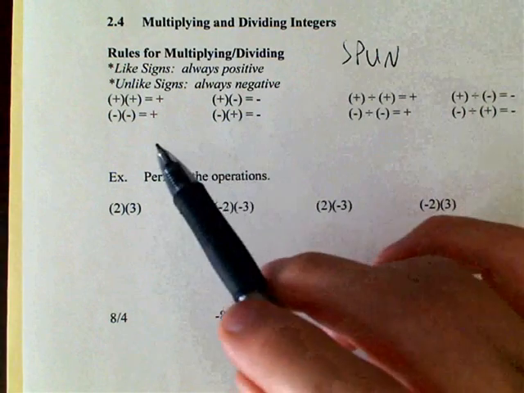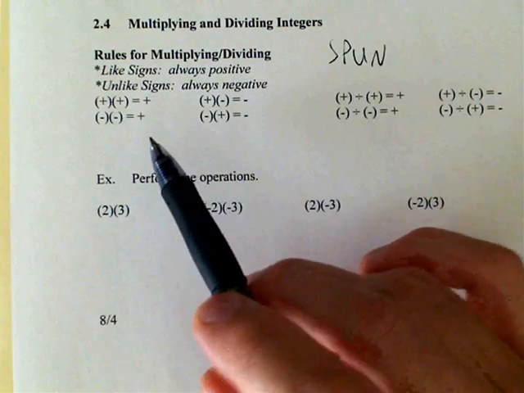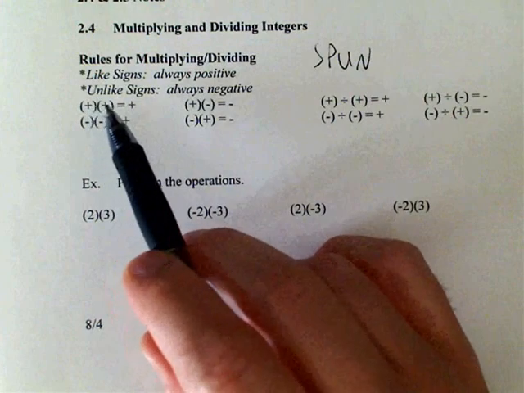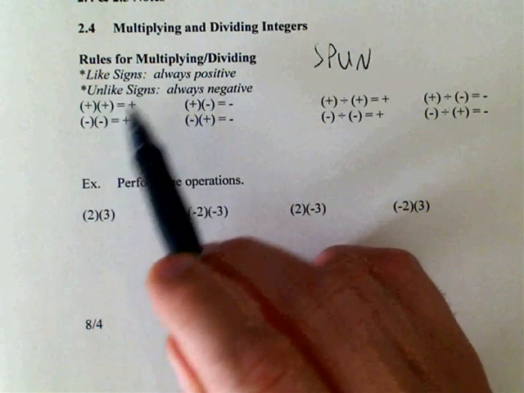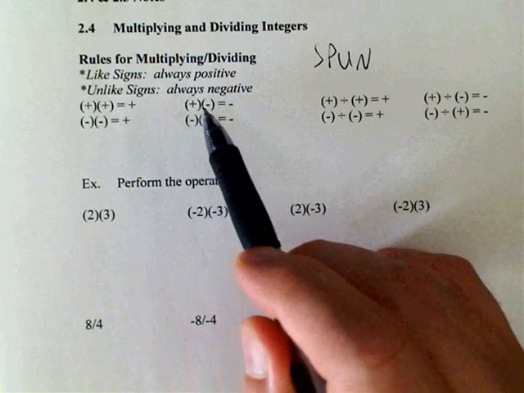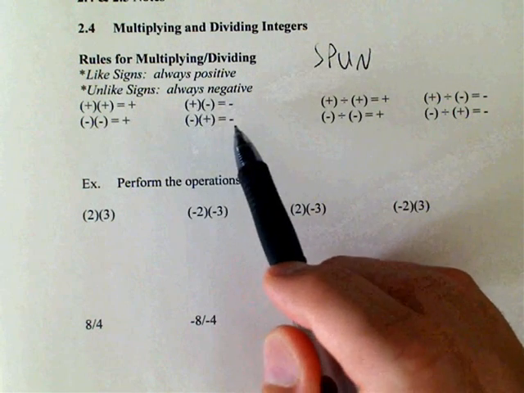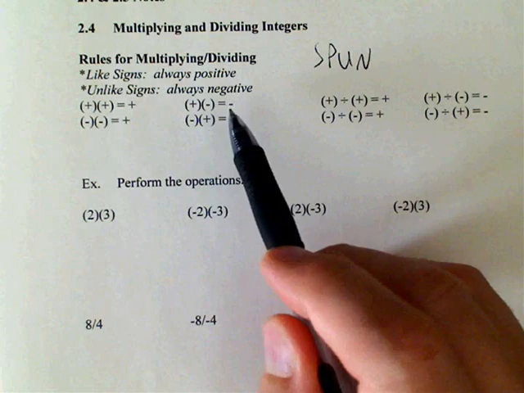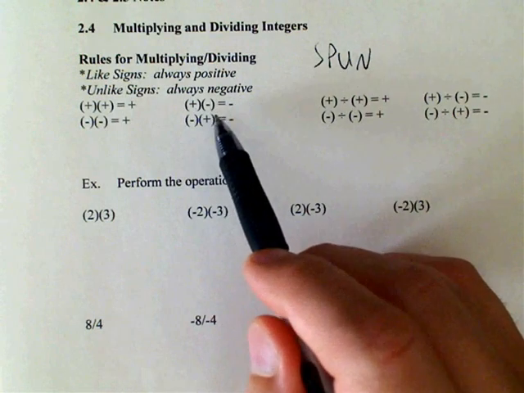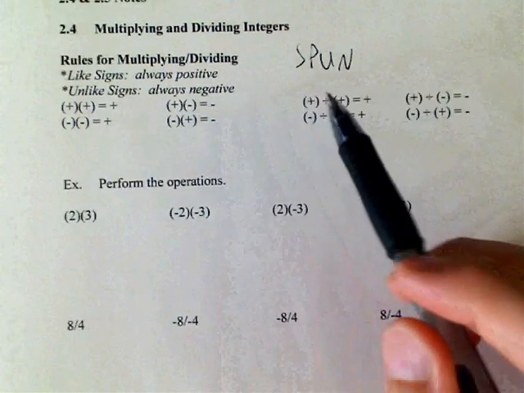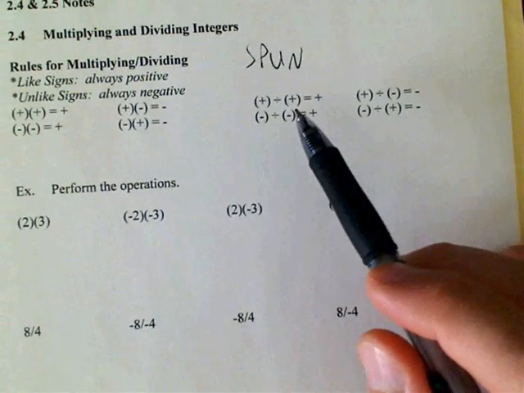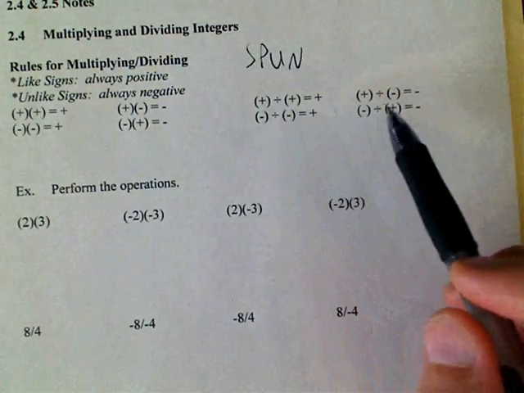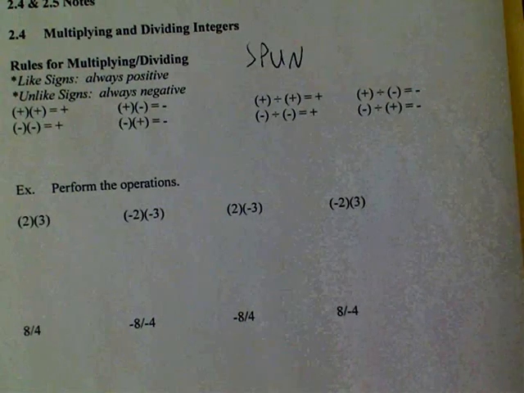These are just symbolic notations of what's going on. Positive times a positive is a positive. A negative times a negative is a positive. See, like signs give you positive answers. Unlike signs, negative times a positive is a negative. Positive times a negative is a negative. Unlike signs, that's why the answers are negative. Same rules for division, for like signs and different signs, or unlike signs.